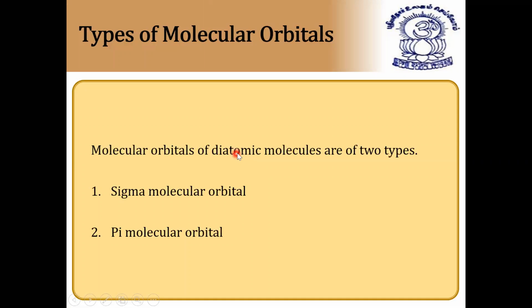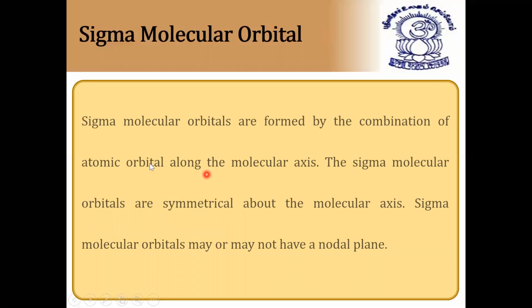So types of molecular orbitals. Molecular orbitals of diatomic molecules are of two types: sigma molecular orbital, pi molecular orbital. What is sigma molecular orbital, pi molecular orbital? As I already discussed, when atoms combine to form molecules, in the same way, electrons of two atoms combine together to form molecular orbitals. In that, there are two types for diatomic molecules, like fluorine, hydrogen, chlorine, etc.: sigma molecular orbital and pi molecular orbital. So what is sigma molecular orbital?